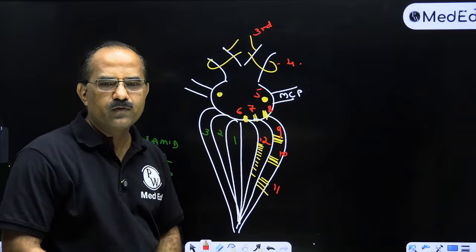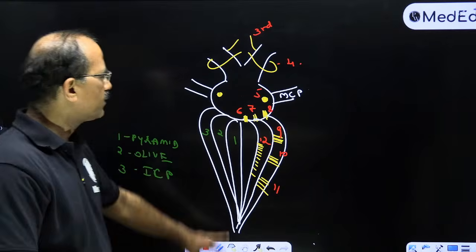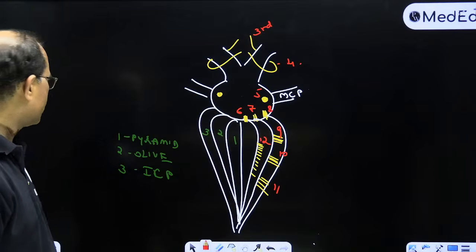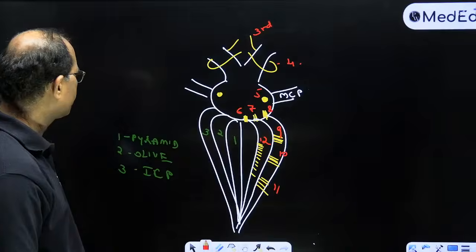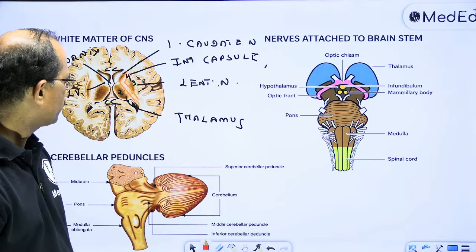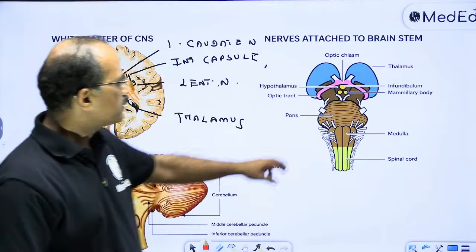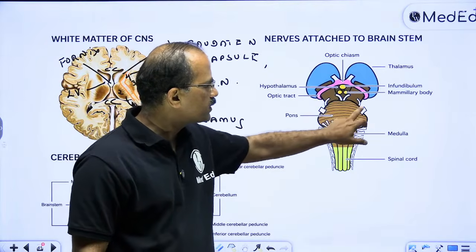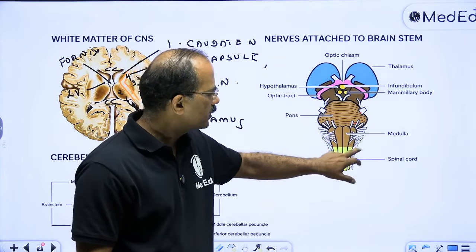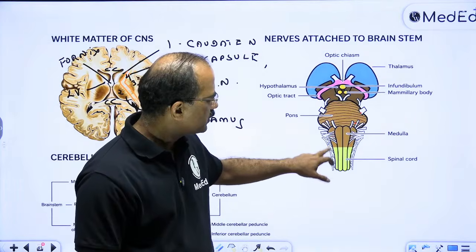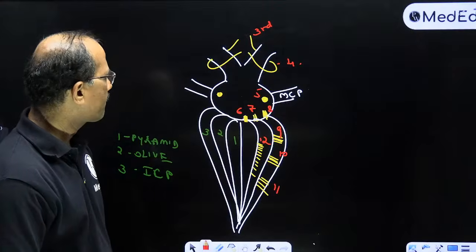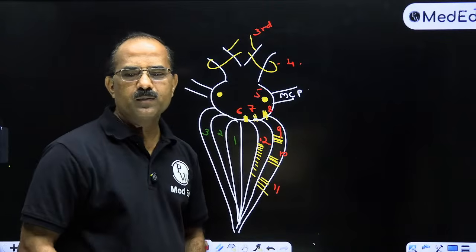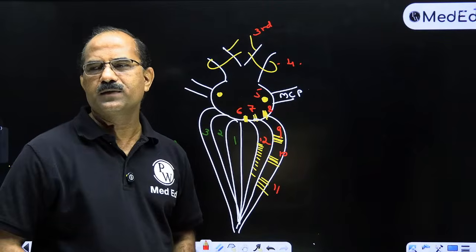Is this clear to all of you? The nerves attached to the brainstem, you have to remember this. This is very, very important. Okay? Look at this. That's the third nerve, the fourth nerve, the fifth nerve, 6, 7, 8, then 9, 10, 11, and this is the 12th nerve. Just remember that much. Children, is it clear? Shall we proceed?